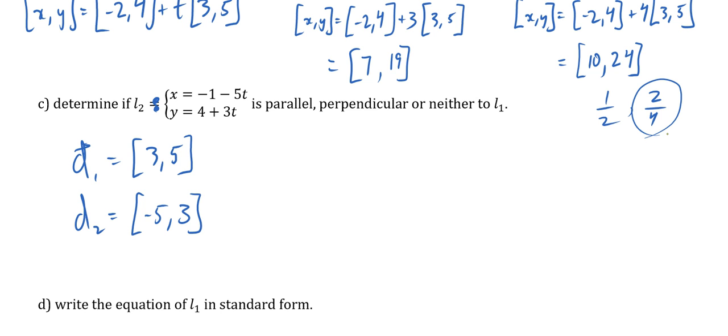So really what we're looking for is a k value, but in this case there isn't one, where d1 would be equal to k times d2. So if one is a scalar multiple of the other, then they're parallel. The idea is similar to a fully reduced fraction.